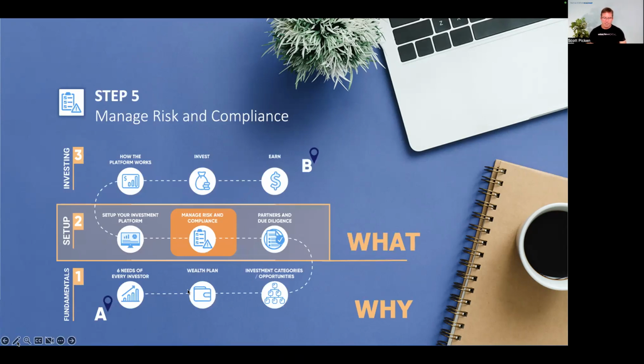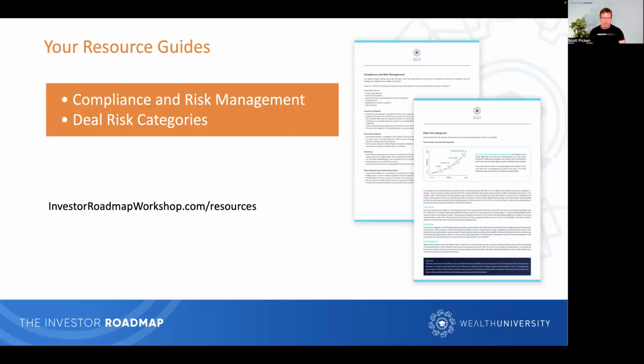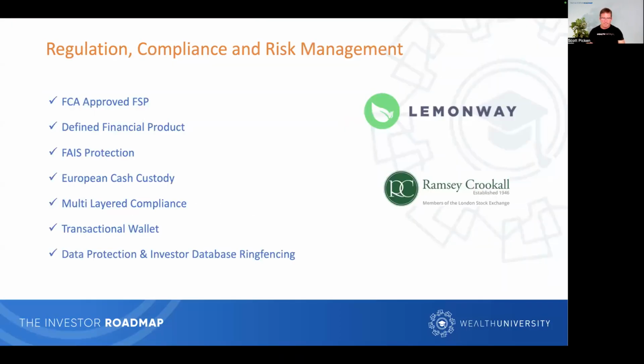Okay, let's go to managing risk and compliance. Pretty good time, considering we're talking about looking after people's money. So compliance and risk management and deal risk categories. So how do we comply?